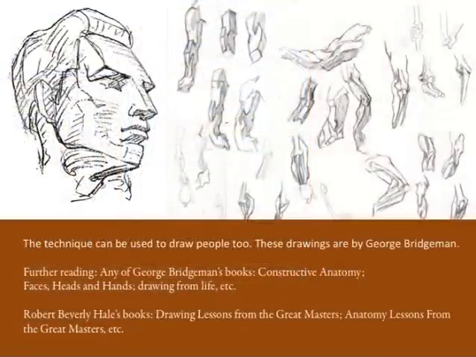The same technique can be used to draw anything: humans, horses, mountains. Here, George Bridgeman draws heads, arms and legs. Just take a look at how his blocks are softened to make beautiful limbs. For further information, I recommend any book by him. That's George Bridgeman once again. You might also want to look at Robert Beverly Hale.